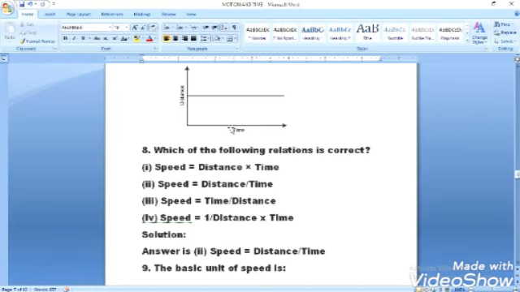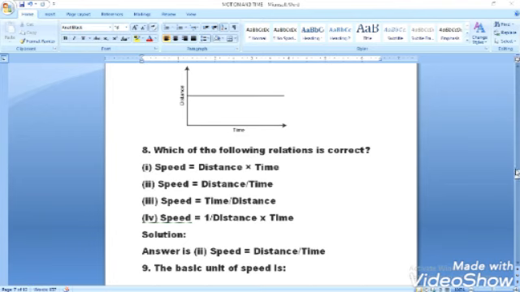Eighth one, which of the following relations is correct? First one, speed is equal to distance into time. Second one, speed is equal to distance by time. Third one, speed is equal to time by distance. Fourth one, speed is equal to 1 by distance into time. Which one is correct? Yes, speed is equal to distance by time.